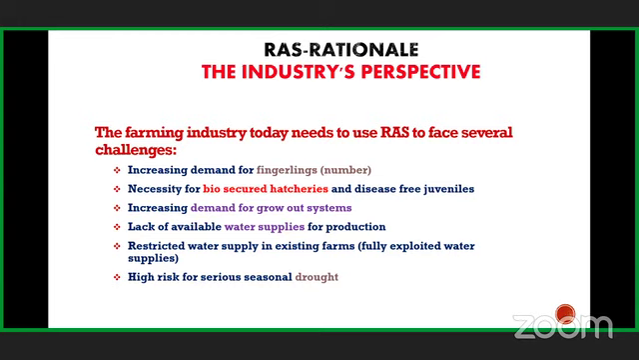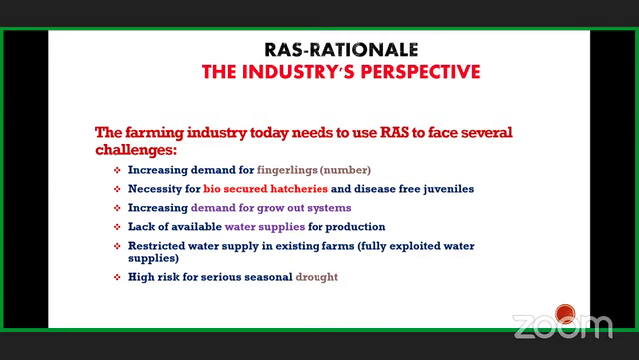So what are the current challenges that RAS can solve? The first thing is that in India there is a high demand for fingerling production. Today most of the hatcheries supply just fry or spawn, and there is a high mortality of around 60 to 70% at the fry or spawn stage itself. So at that smaller stage they get high mortality and crop loss. In this, our recirculation aquaculture system can intervene.